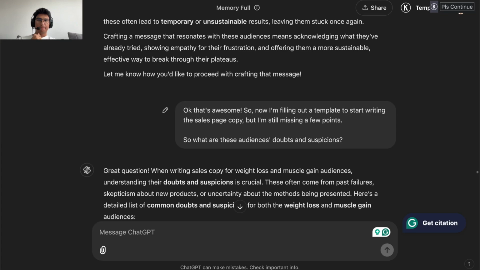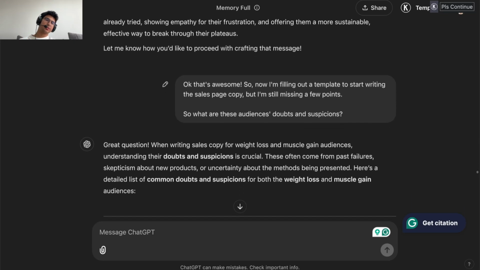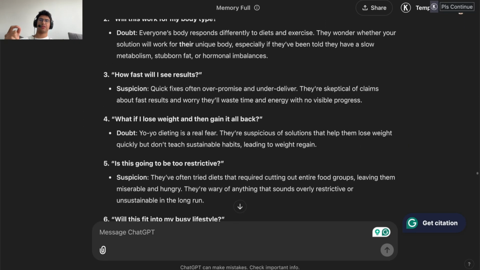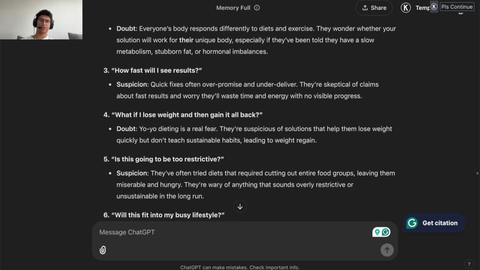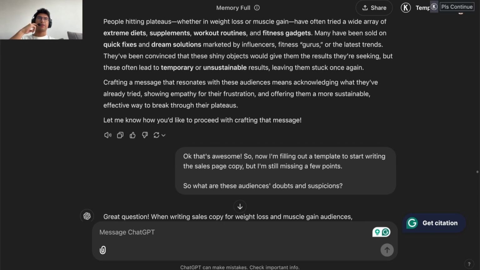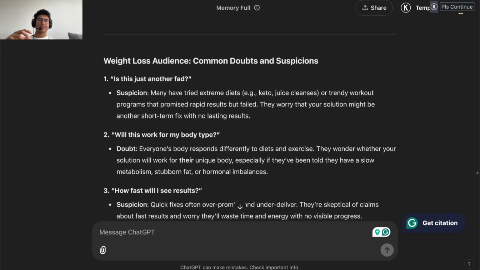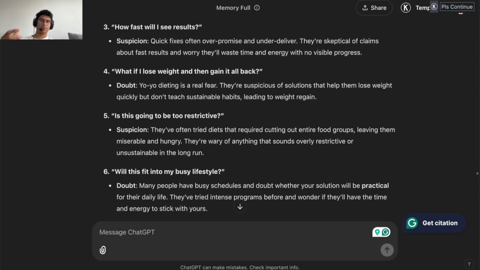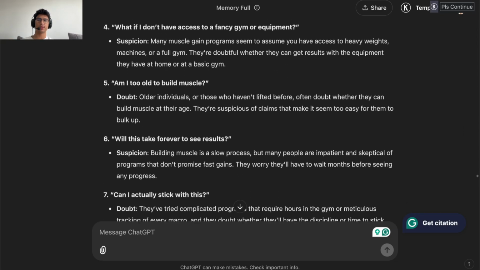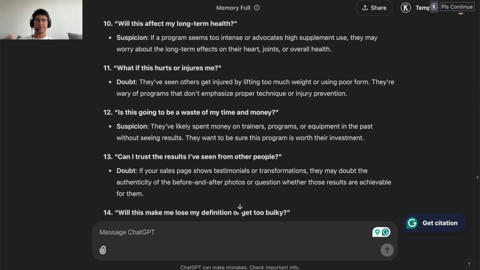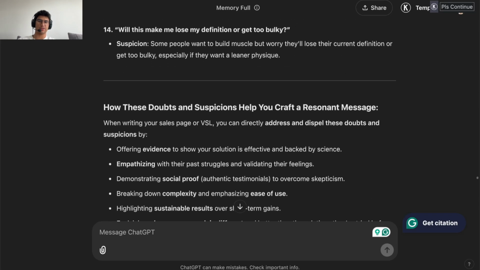And so now we move into the next part, which is what are this audience's doubts and suspicions? And it's going to give you the doubts and the suspicions. Suspicion: how fast will I see results? Quick fixes often overpromise and underdeliver. So you already know what their suspicions are, which I would also take as objections. So you already know what you're dealing with and you already know how to overcome them when you read this. And if not, you can just simply ask ChatGPT, hey, how can I overcome every single one of these suspicions or objections? And it's going to tell you.